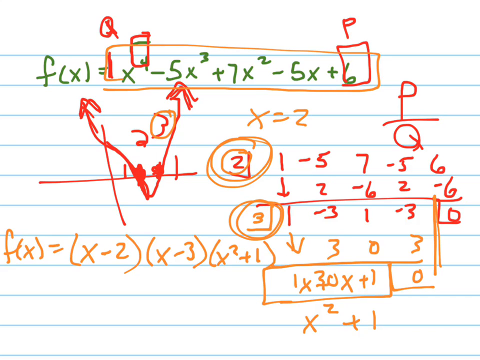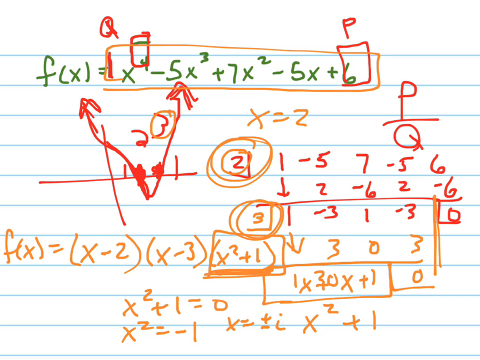X squared plus 1. Now, the direction says write it as a product of linear factors. So, am I done yet? Is this a linear factor right here? No, that's not. That's a quadratic factor. So I have to do what? Set it equal to 0 to find the other zeros. And what are the other zeros going to be? X squared equals negative 1, which means what? X equals plus or minus.